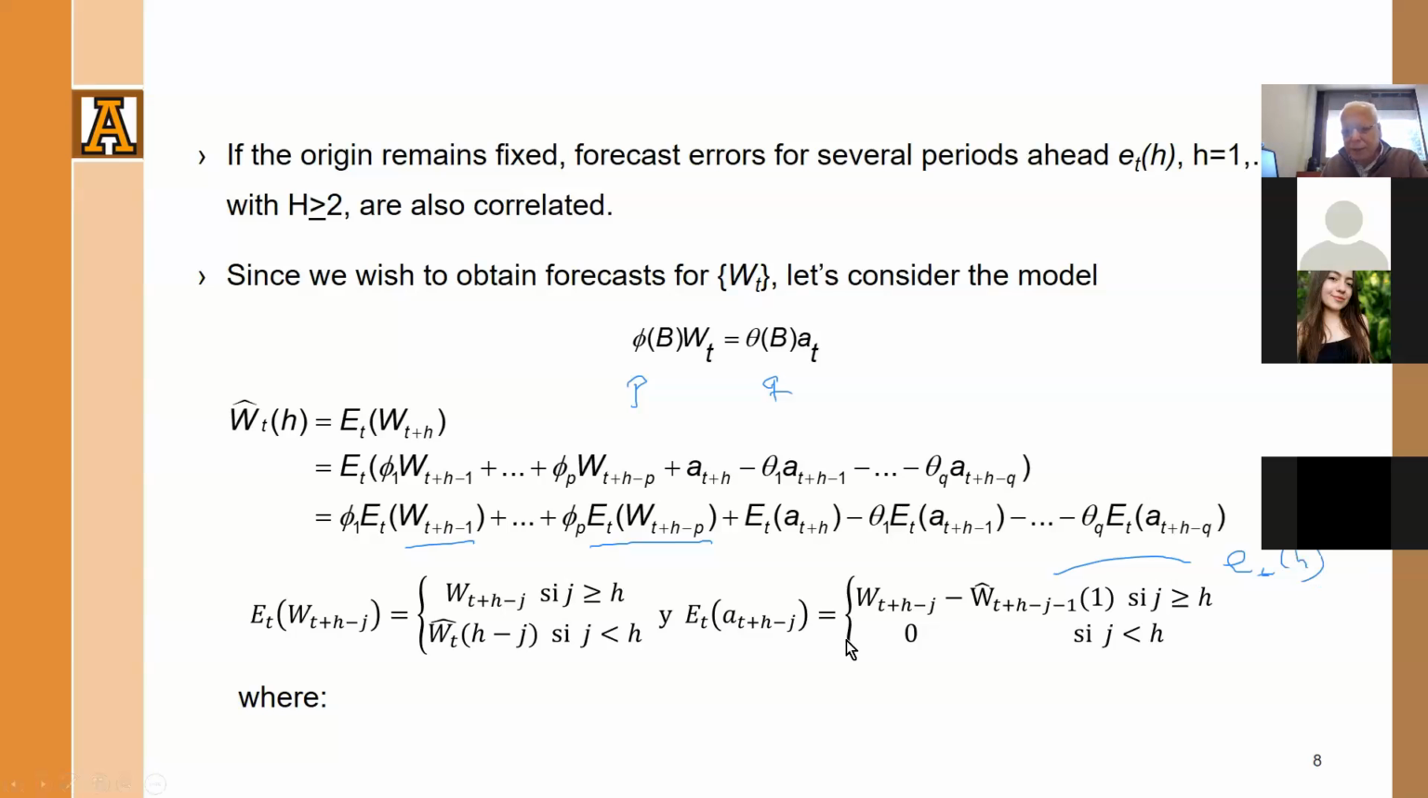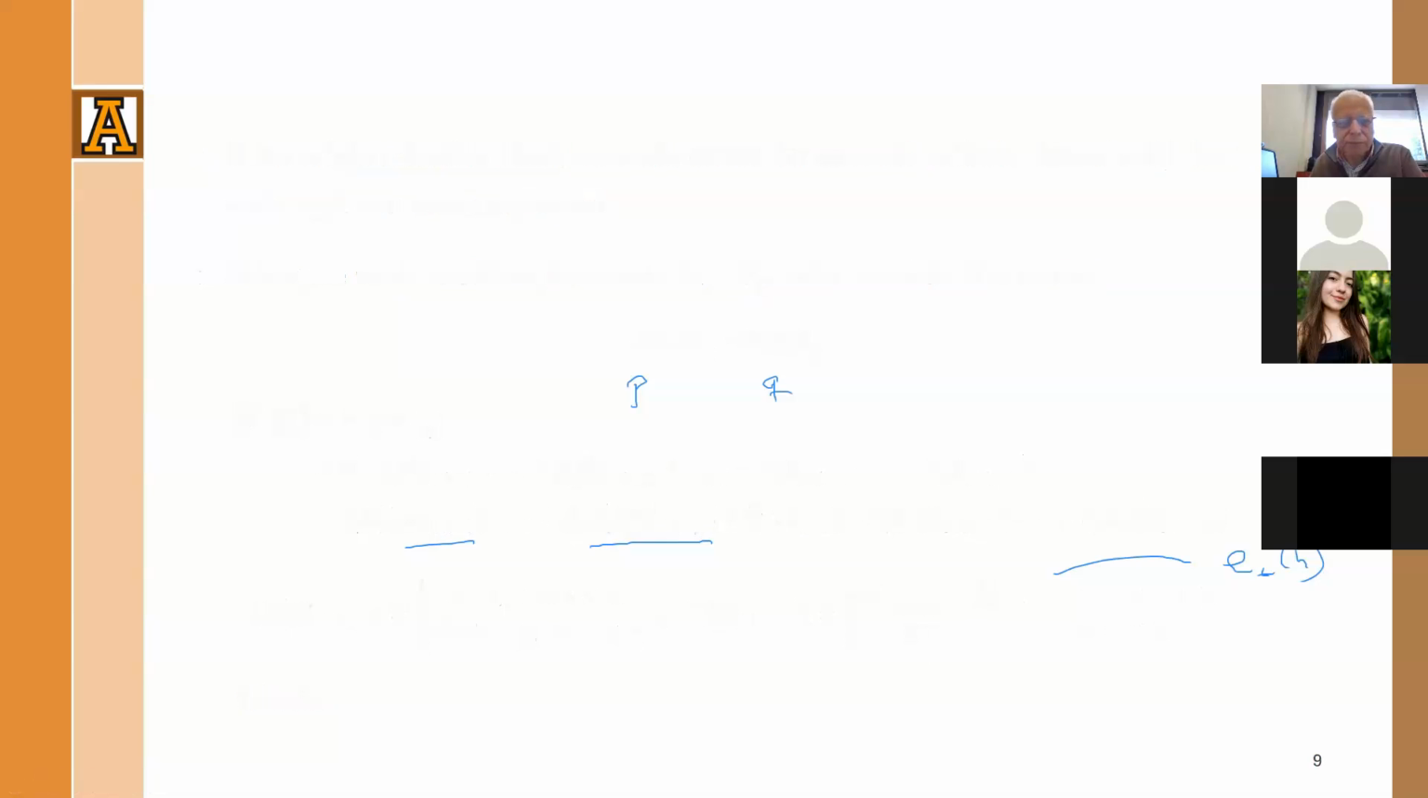If J is greater than or equal to H, we're in the past. So the error is the difference between what we observed and what we estimated. And if we're in the future, the expected value of AT plus H minus J is 0, because they're white noise.